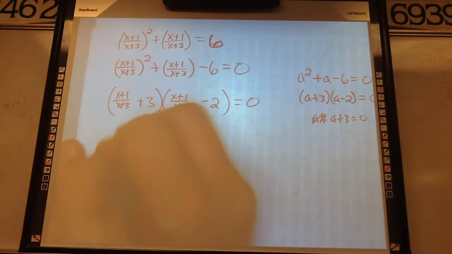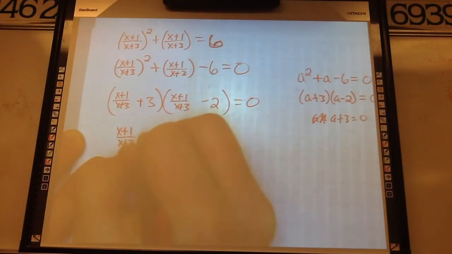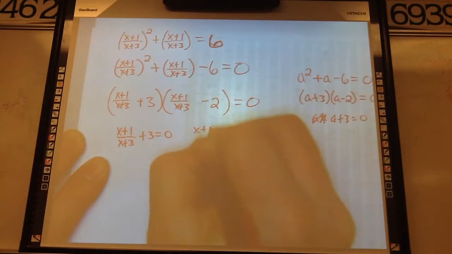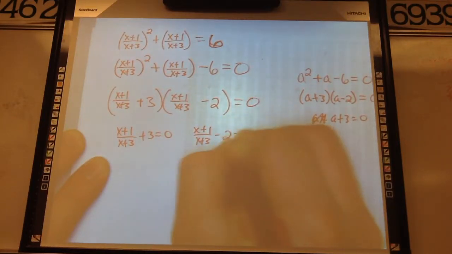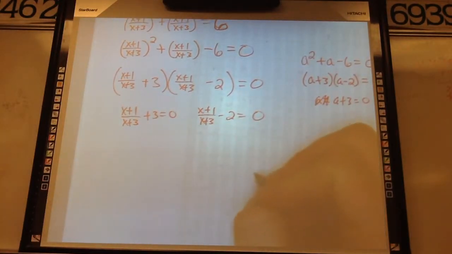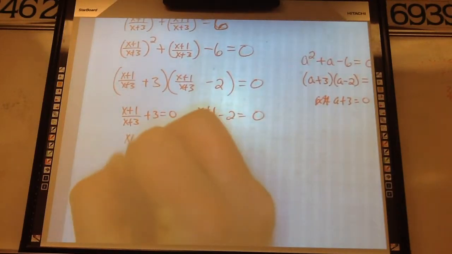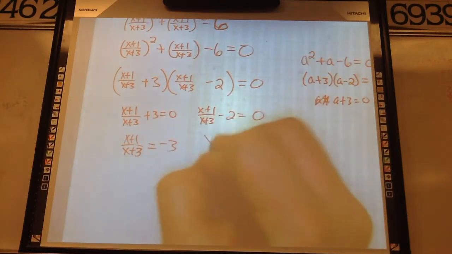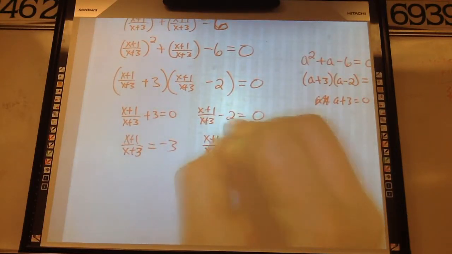You're going to set them equal to 0. Now can you solve? Hopefully you realize you either just subtract 3 or add 2, right? What do we do about the fraction? Subtract 3 from both sides, make negative 3. Add 2 to both sides.